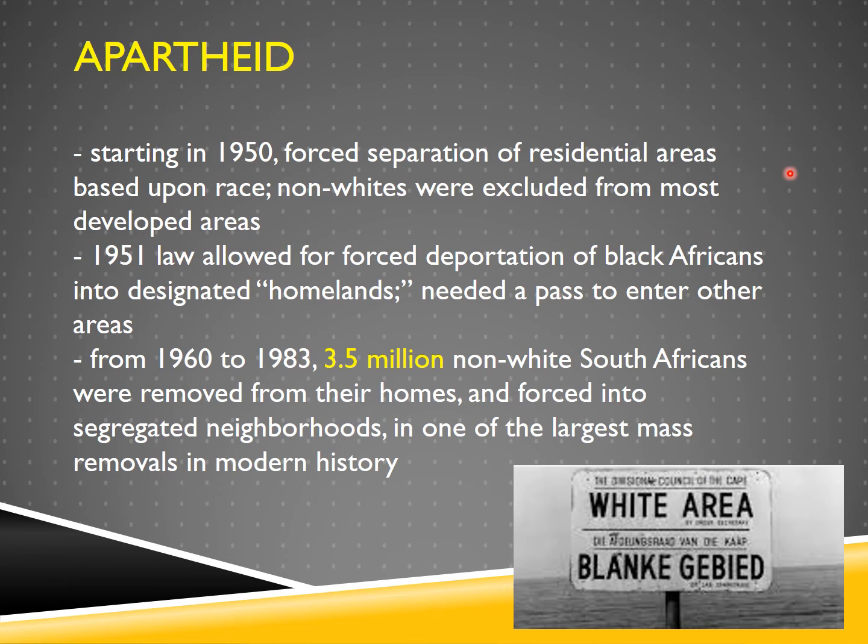Starting in 1950, there was forced separation of residential areas based upon race. Non-whites were excluded from most developed areas. In 1951, a law allowed for forced deportation of black Africans into designated homelands. People needed a pass to enter other areas. From 1960 to 1983, 3.5 million non-white South Africans were removed from their homes and forced into segregated neighborhoods in one of the largest mass removals in modern history.